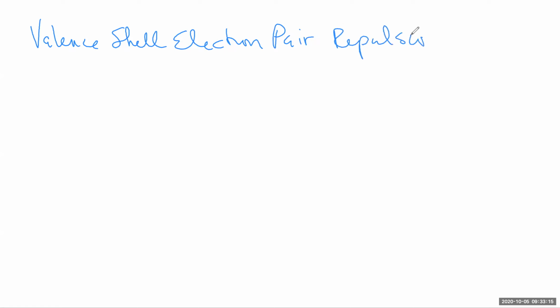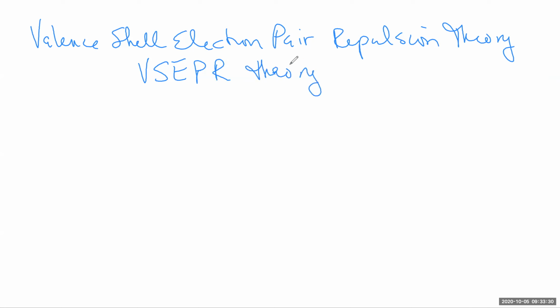Today's video is going to talk about valence shell electron pair repulsion theory. That's quite a mouthful, so most people call it valence shell electron pair repulsion theory. They usually pronounce it VSEPR.